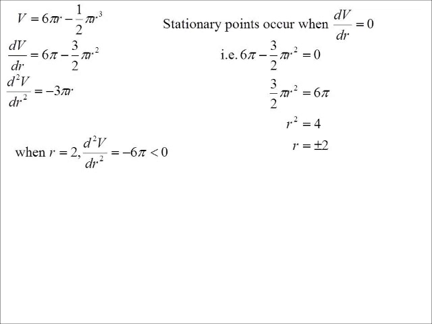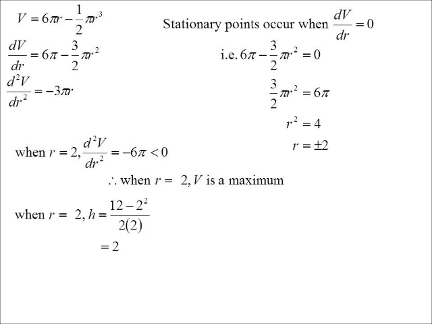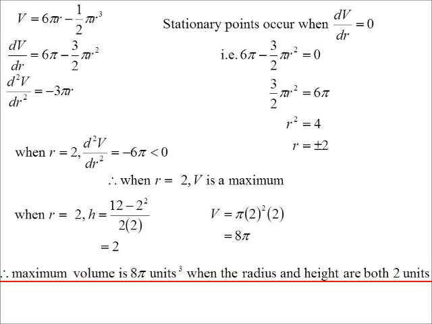So sub in 2, yes indeed, we get a negative number, it's minus 6 pi, so when the radius is 2. But that doesn't answer the question, because in this case they did ask for more information. They wanted the radius, the height. Well, subbing in, the height turns out to be 2 again, so once again we've got that sort of symmetry in the shape. And the volume turns out to be 8 pi. So 8 pi units cubed, and that's when radius and height are both 2 units.